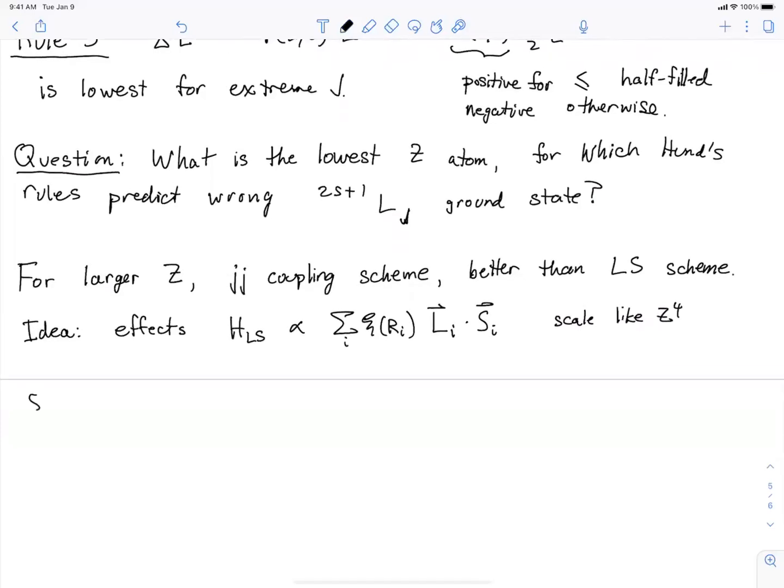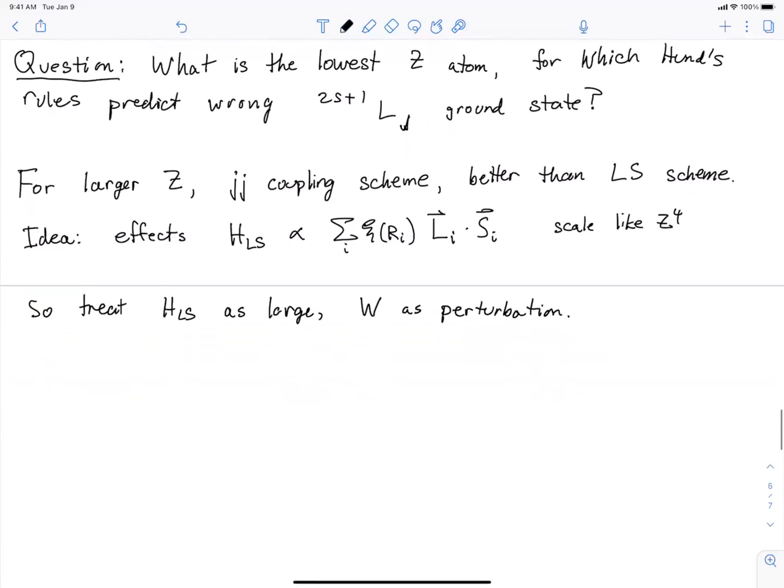So we treat the spin orbit as large, and the rest of the perturbation, which we call W, as the perturbation to that, the smallest part of the perturbation. So what does that mean? That means we should look for states in which this operator, or these operators Li dot Si, are diagonal.